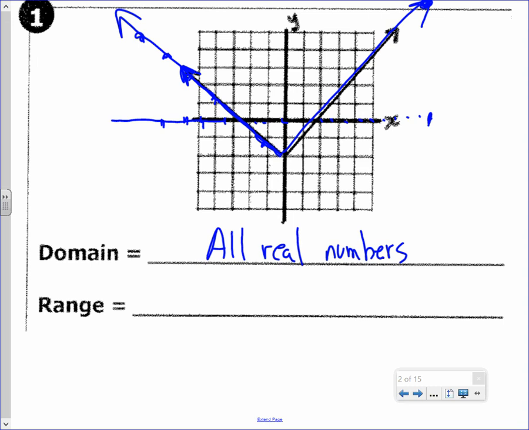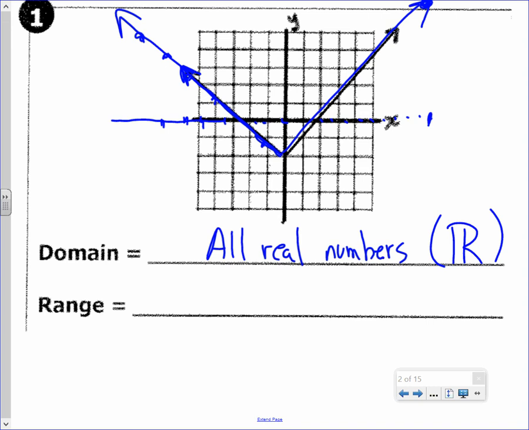The cool thing about all real numbers is there's a symbol. Instead of writing all real numbers, from now on, write a double bar that looks like an R. This means all real numbers. It's a fancy schmancy symbol that means all real numbers. So from now on, just write this if you want to write all real numbers. That's good.